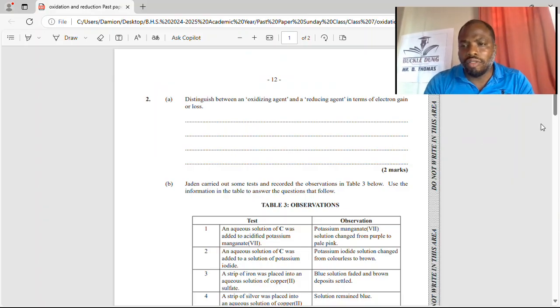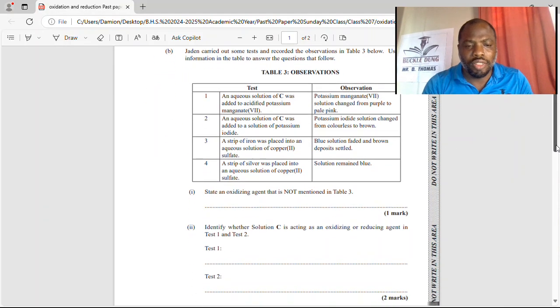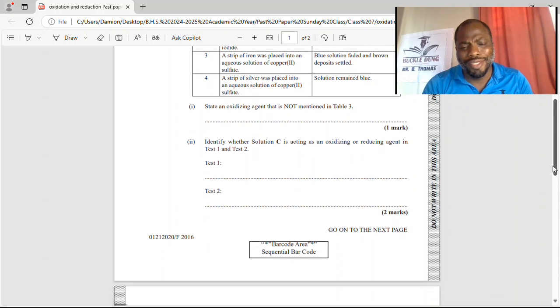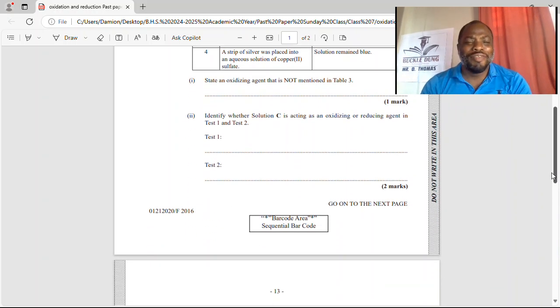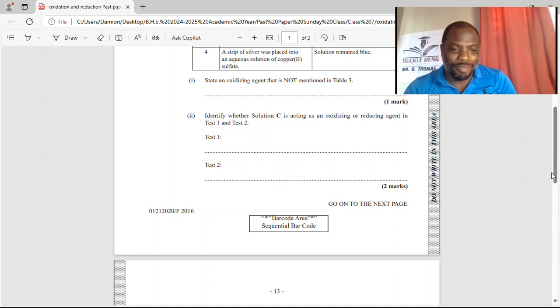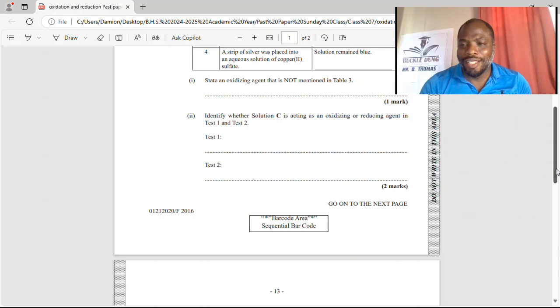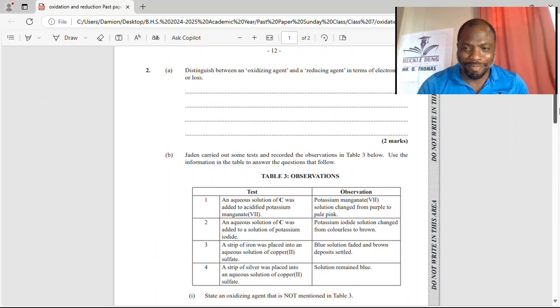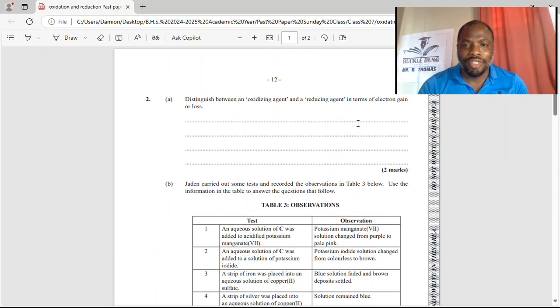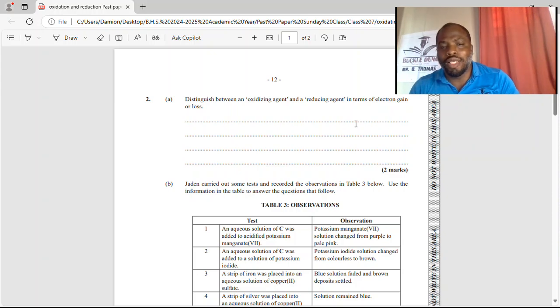I think it is coming from 2026. Sorry, 2016. So 2016. Now again, let's see if we can put what we have learned into practice.